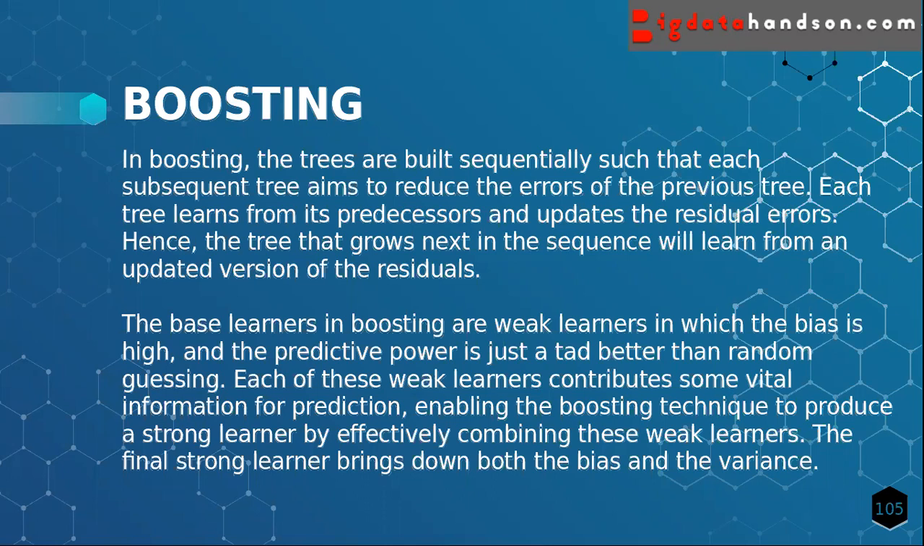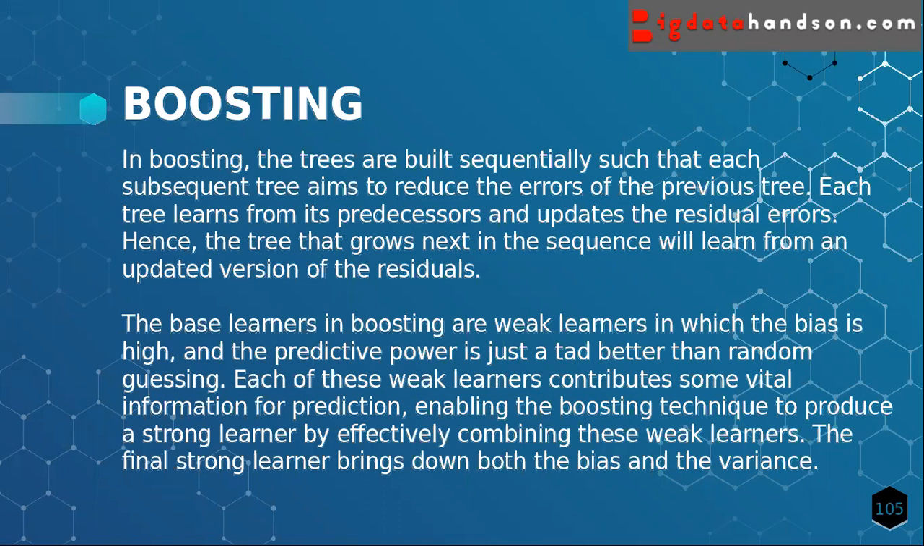The base learners in boosting are weak learners in which the bias is high, and bias being high means the error is high. Actually, the first weak learner is simply guessing. It has a guessing power only, a random guess. And each iteration will try to improve the tree. The predictive power is just a tad better than random guessing.